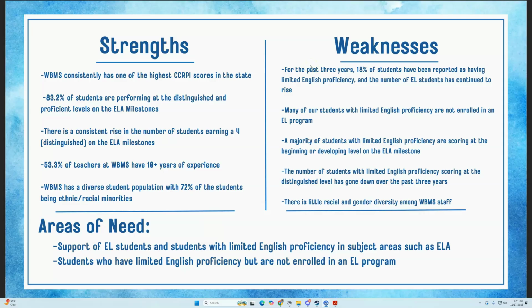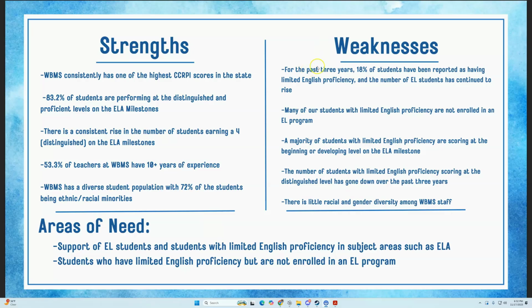Some of the strengths that we have here at WBMS is we consistently are one of the highest CCRPI scores in the state. 83.2% of students are performing at a distinguished and or proficient levels on the ELA milestones. There is a consistent rise in the number of students earning a 4 in the ELA milestones as well, on the whole, all student bodies. 53.3% of our teachers are incredibly experienced. They know how this field works. WBMS also has a very diverse population, with 72% of the students being ethnic minorities.